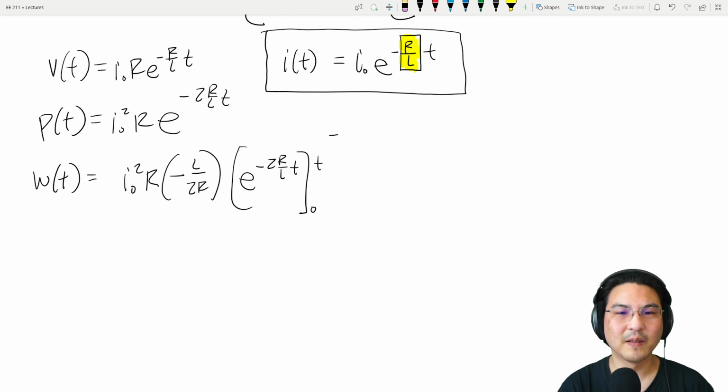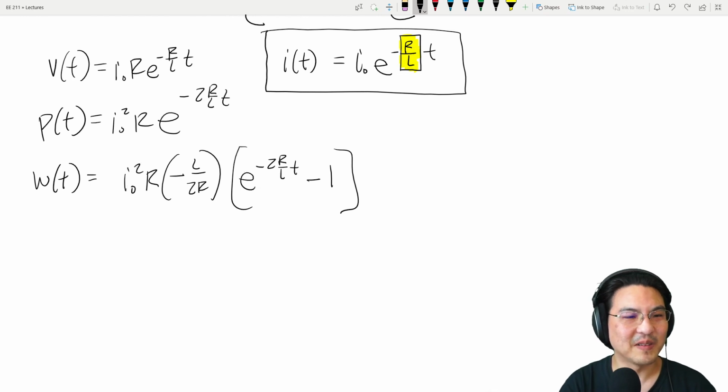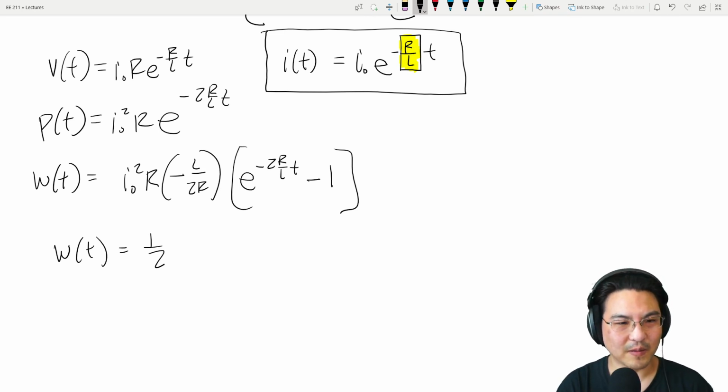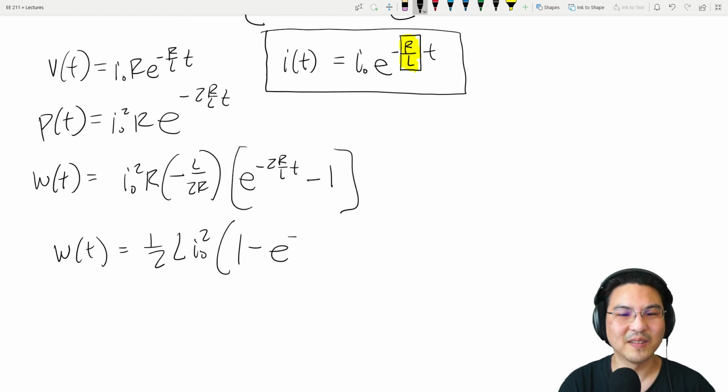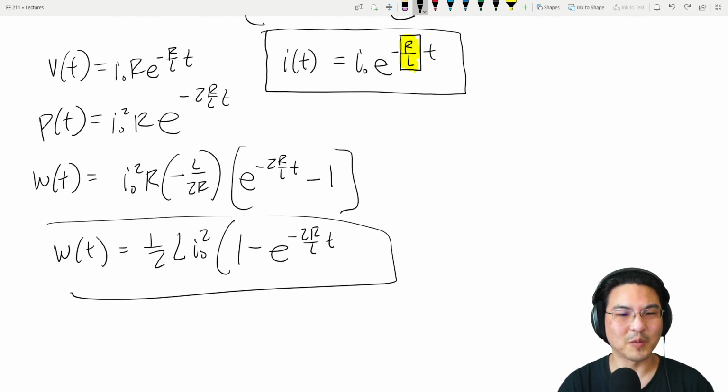Okay, and then let's finish evaluating that. So from 0 to t, that would be like this. And let's clean up that mess. So that's one half L I naught squared. Let's see, I naught squared R over R, and then see that minus sign. Let me just multiply it through here. So that leaves us with 1 minus the exponential. Okay, so this is the energy absorbed by the resistor.